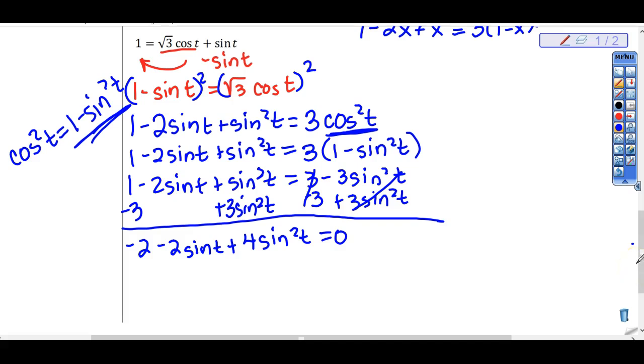Anybody feel the need to reorder that? Yes? So we'll start with sine squared. So 4 sine squared t minus 2 sine t minus 2 equals 0.